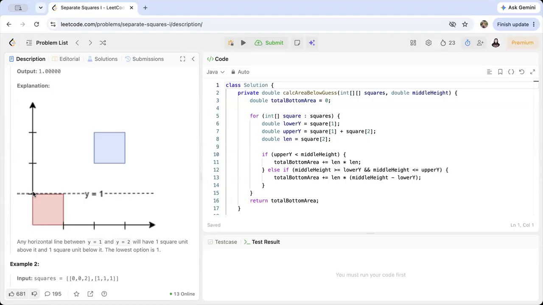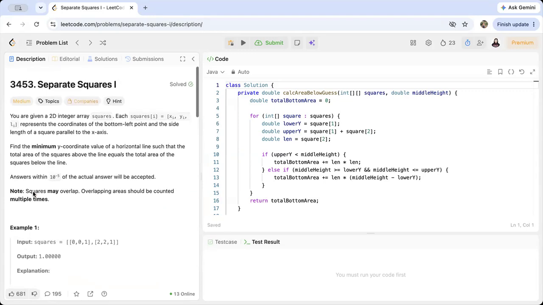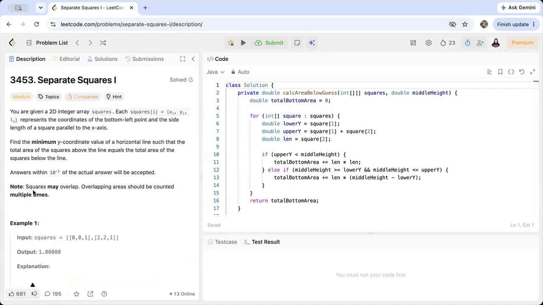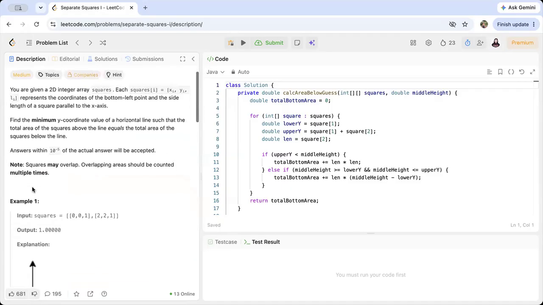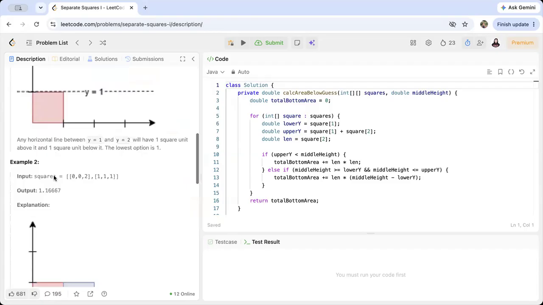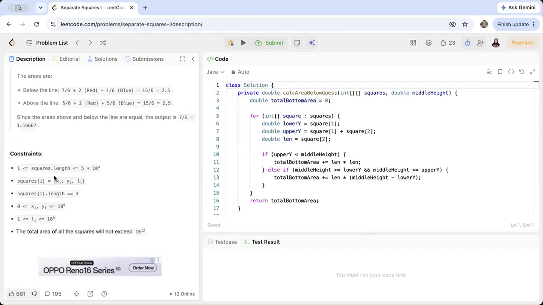Now, since we need to calculate this using floating point, we need floating point precision here. We can use binary search on the space. So if the squares overlap, we can calculate the overlapping areas multiple times. So this is how the question is.